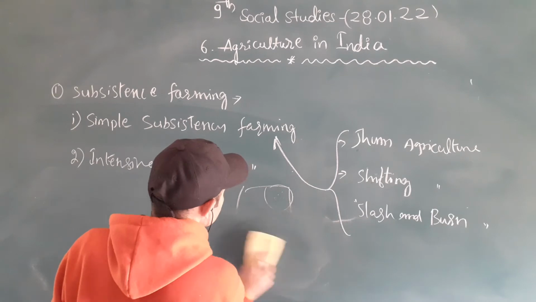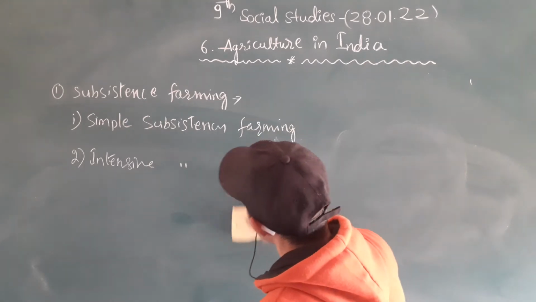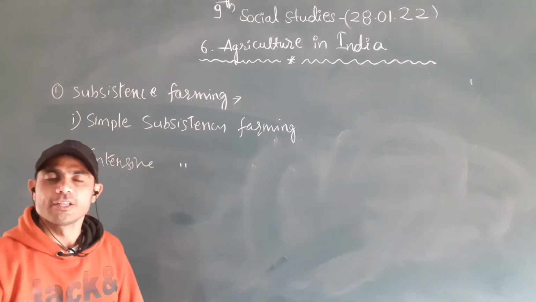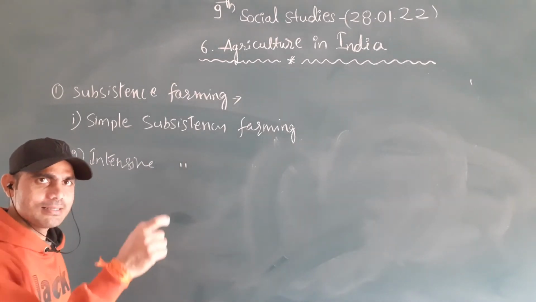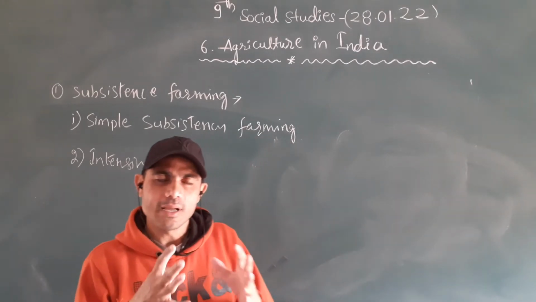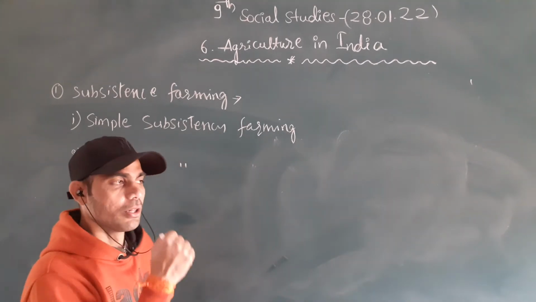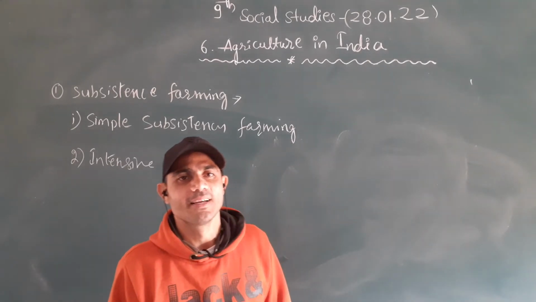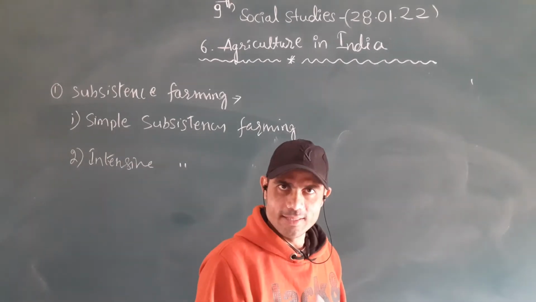And when it comes to the intensive agriculture, right? This agriculture is done using fertilizers, pesticides, and insecticides. All this is used in intensive subsistence farming, right? This kind of agriculture they use for trading purposes, for generating more crops. This is the intensive subsistence farming they do.